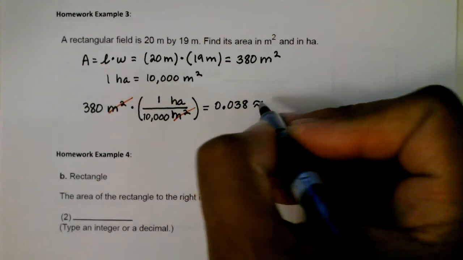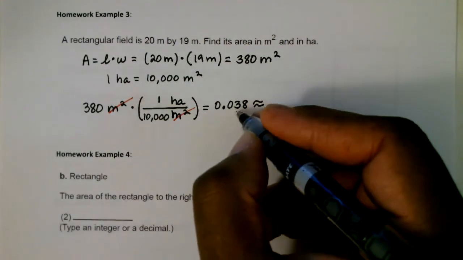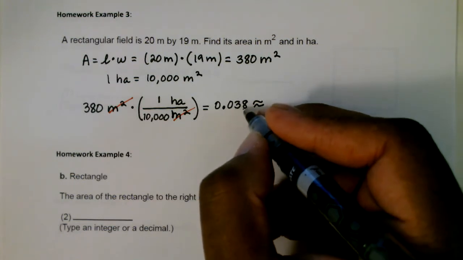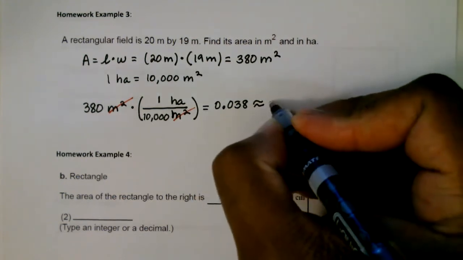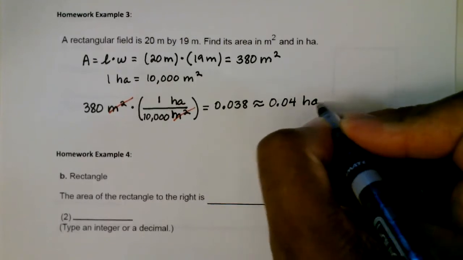But let's say they want this rounded to 2 decimal places. So here we have to look at the second digit after the decimal point, which is 3. Next to it is an 8. That's bigger than 5, so the 3 will increase to a 4. So it'll be 0.04 hectares.